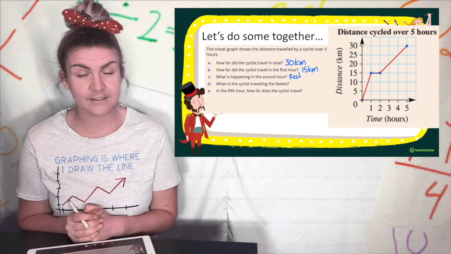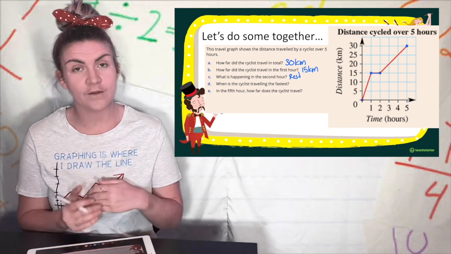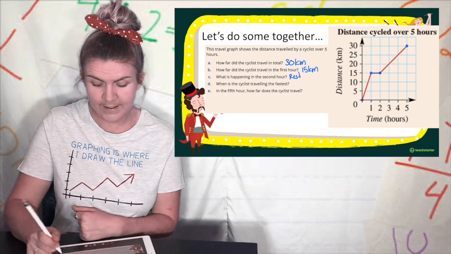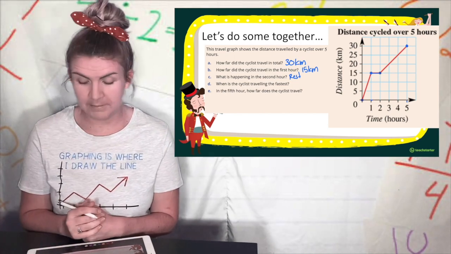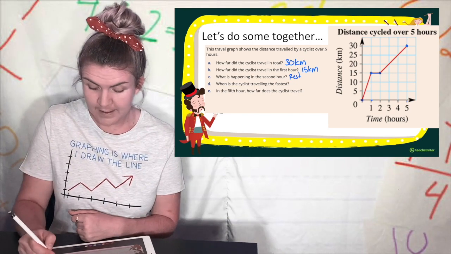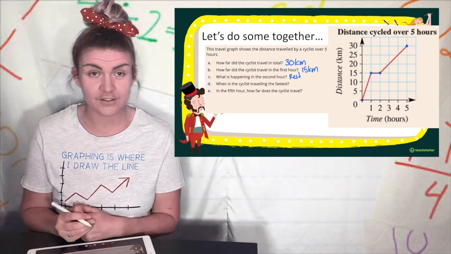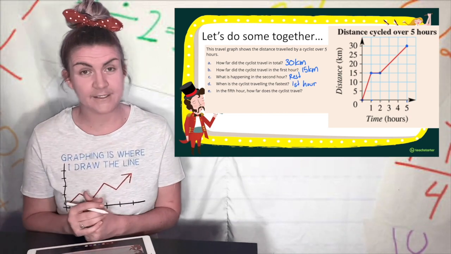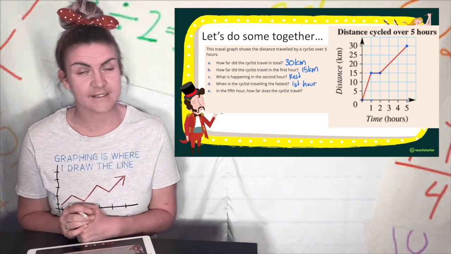D. When is the cyclist traveling the fastest? Well, the steeper the slope, the faster they are going. The first slope is 1 hour for 15 kilometers. The second slope is from 2 to 5, which is 3 hours for another 15. So the first hour is when they were traveling the fastest because that's the steepest slope.